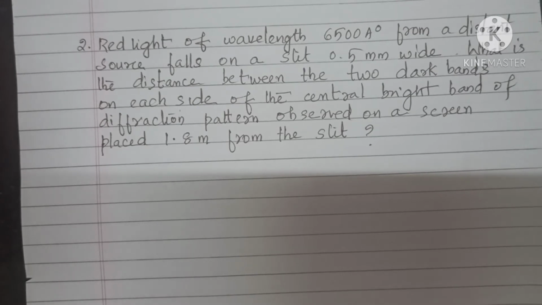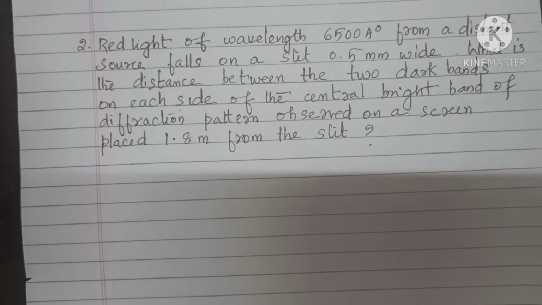Red light of wavelength 6500 angstrom from a distant source falls on a slit 0.5 millimeter wide. What is the distance between the two dark bands on each side of the central bright band of diffraction pattern observed on a screen placed 1.8 meter from the slit?